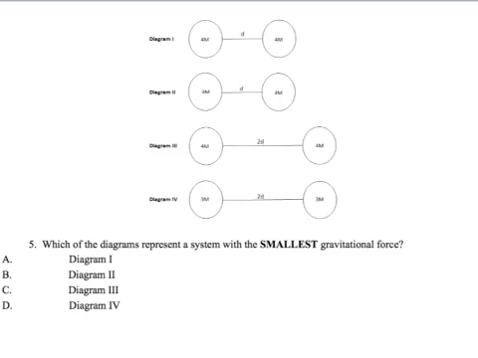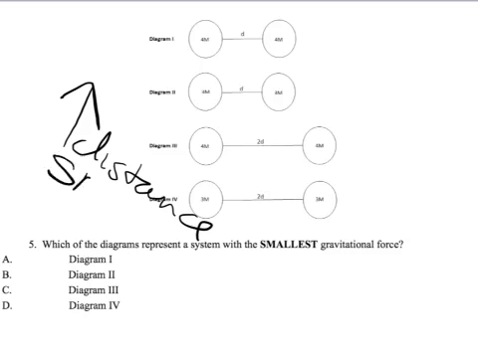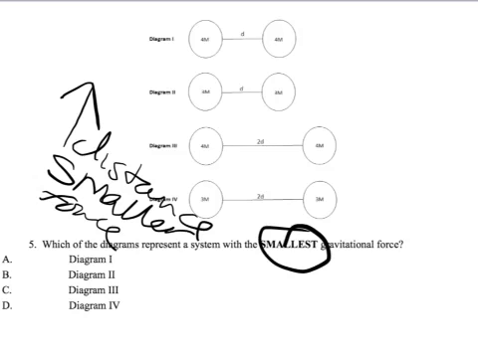What diagram represents a system with the smallest gravitational potential energy? So, gravitational force: the bigger the distance, the smaller the force. We're looking for the smallest gravitational force. By knowing that we need to look at distance, we're going to eliminate diagrams 1 and 2 because they're closer together than diagrams 3 or 4.